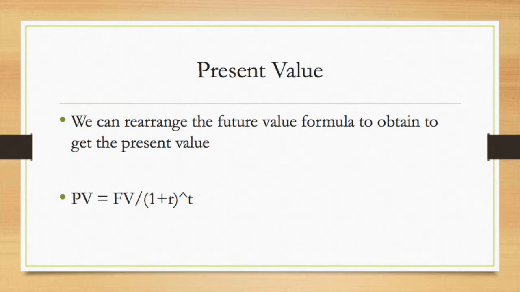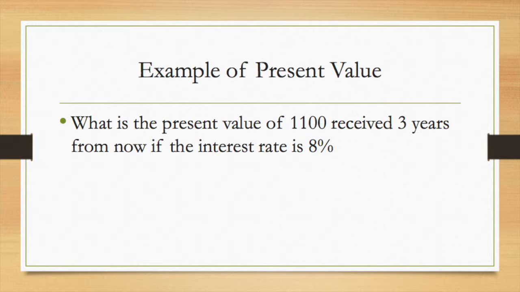After looking at the future value, we can look at the present value, which is simply finding the current value of a future value of money. We can rearrange the formula to obtain this present value seen below. So it's the same we had in the future value. We use the same variables we had before.